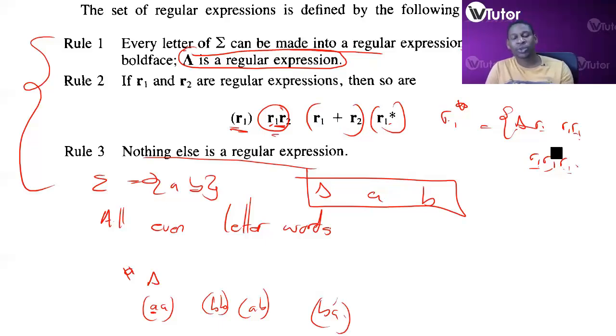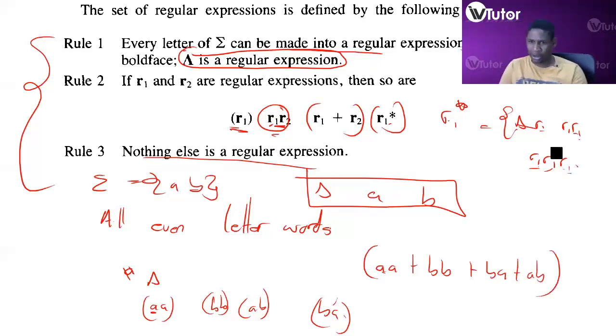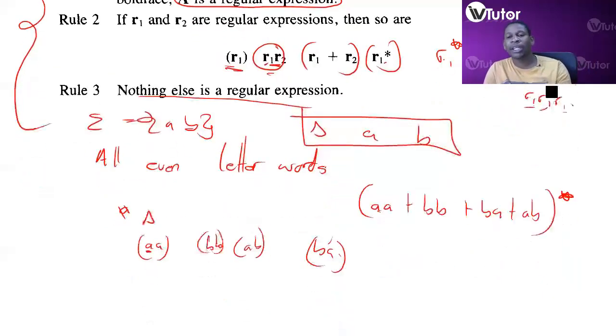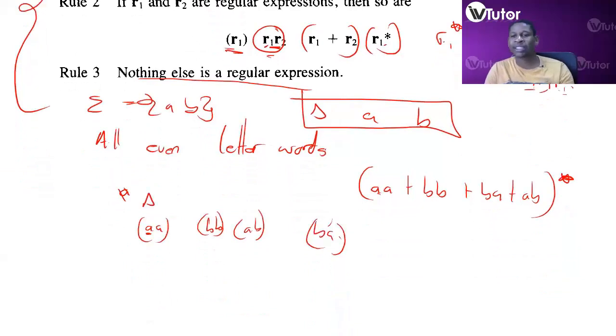Now what do we do? We can say (aa + bb + ba + ab). These are also regular expressions, right? And then we can also do the following. You can put a Kleene closure over here. If you put a Kleene closure over here, what does it mean? Let me write it down here: aa or ab or ba or bb.